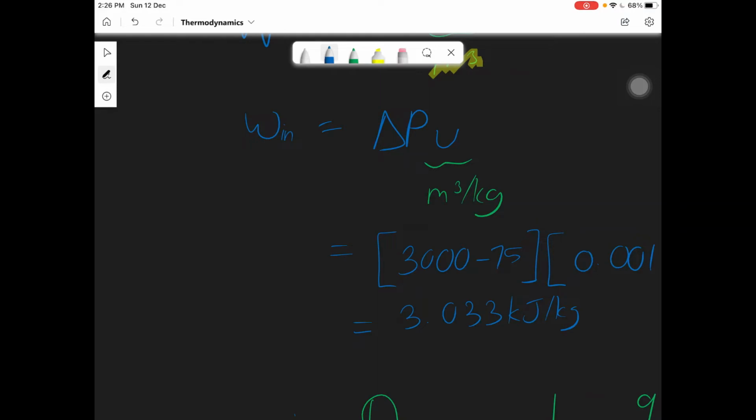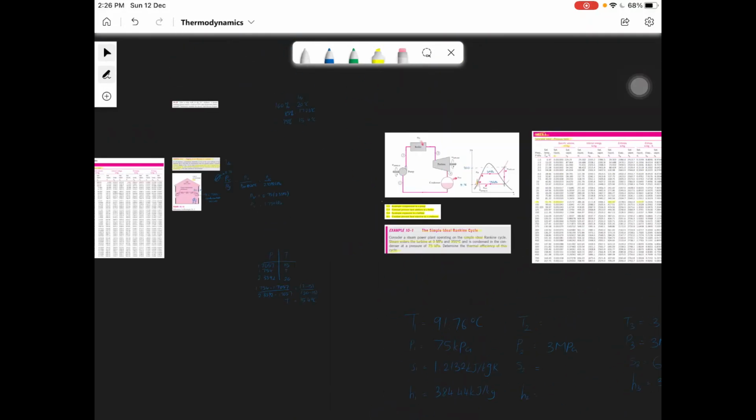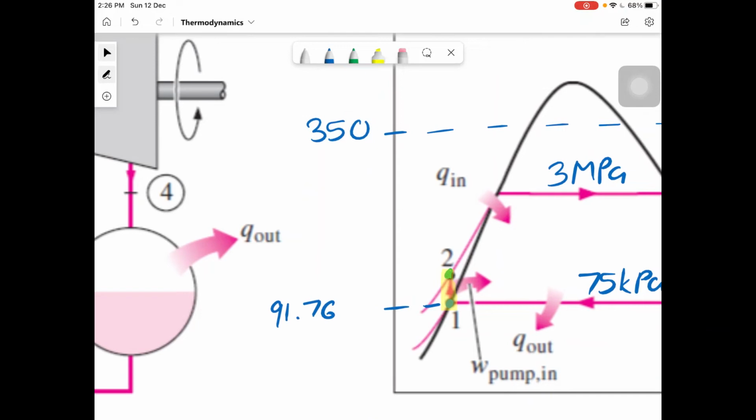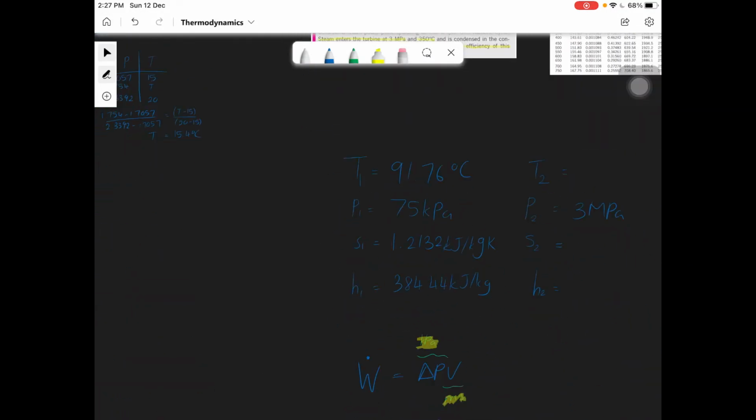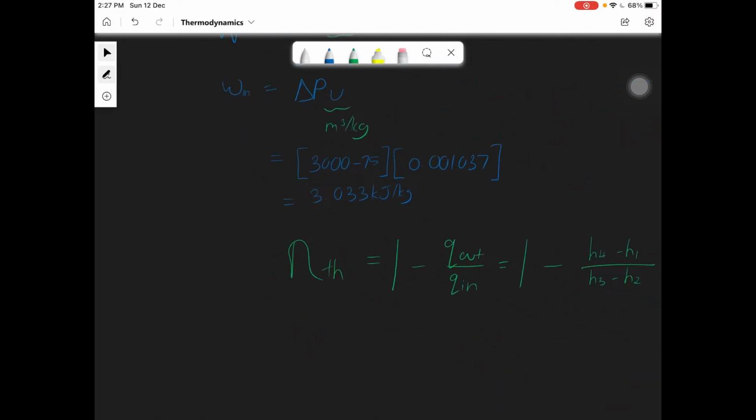Of enthalpy, H. So, can we make a deduction that we have W in of 3.033 kilojoule per kilogram, and it is equal to H2 minus H1. Can we say this? Because we have work in and we also have 2 points over here. So we can say that.